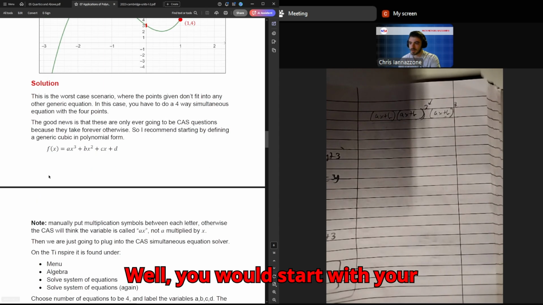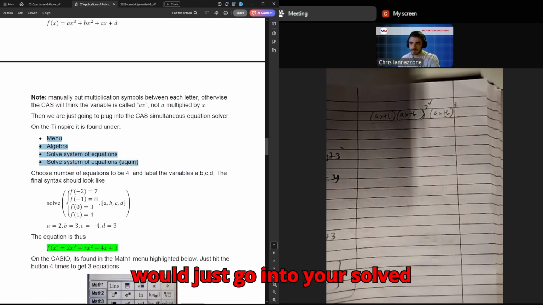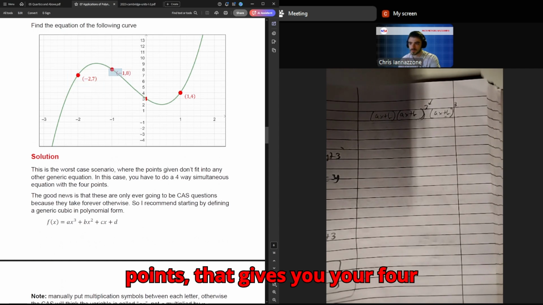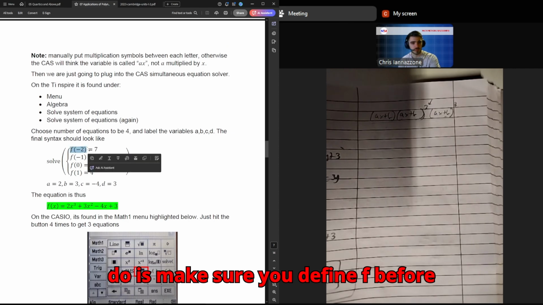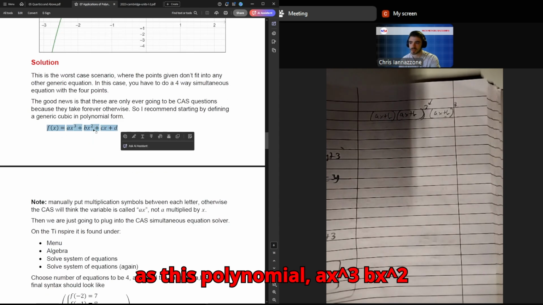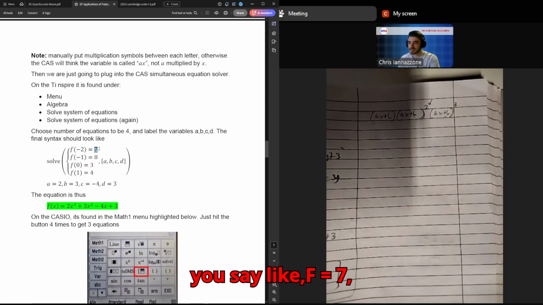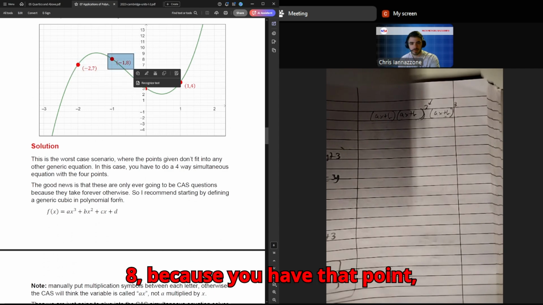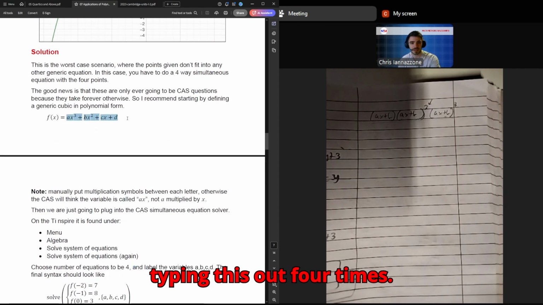Well, you would start with your polynomial form, and you would just go into your solve system of equations. So you've got 4 points, that gives you your 4 equations. One thing I would specifically do is make sure you define f of x before you plug it into things. So you define f of x as this polynomial, ax cubed plus bx squared, and so on. And only then do you say f of negative 2 equals 7, because you have the point negative 2, 7. f of negative 1 equals 8, because you have that point, and so on and so forth. Saves you from typing this out 4 times.